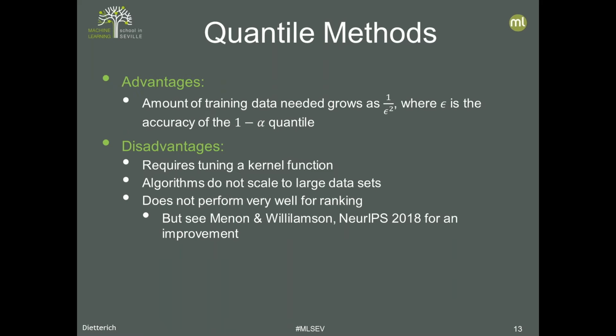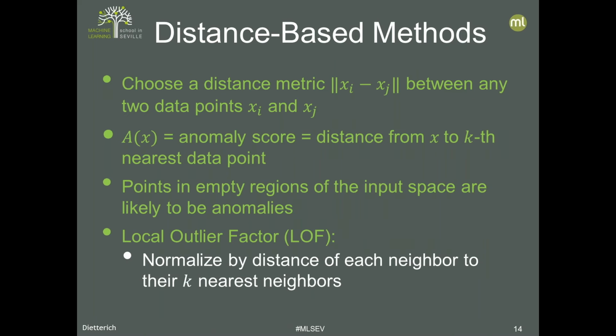And the algorithms for fitting large support vector machine type models, until recently, do not scale to large data sets. There are some techniques now that are based on subsampling and finding representative data points. But we'll see in our experiments, it doesn't perform very well if we really need to rank the points by how anomalous they are. But there was a recent paper 2 years ago by Menon and Williamson that shows a way to improve that.